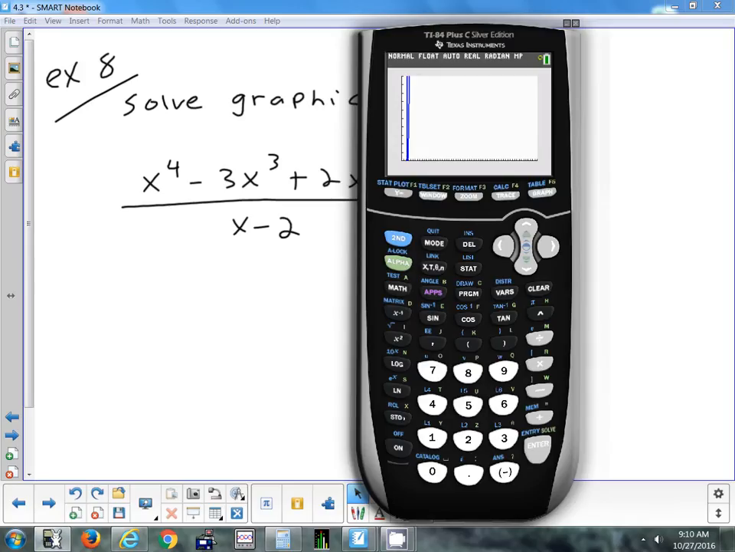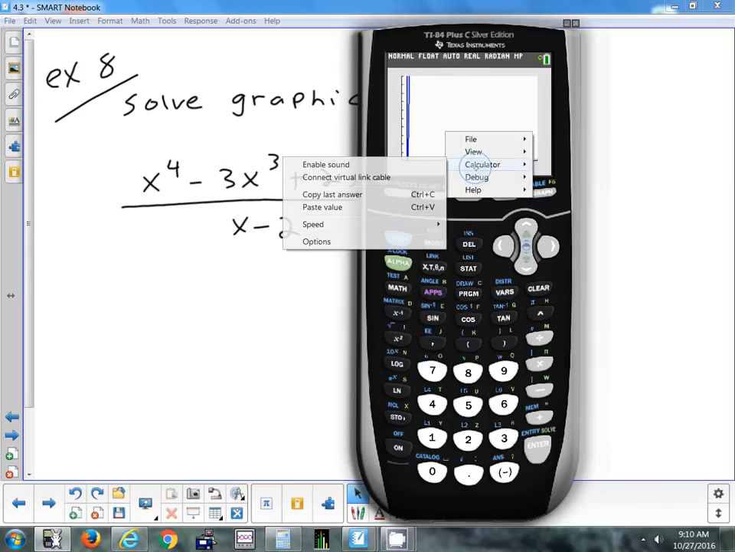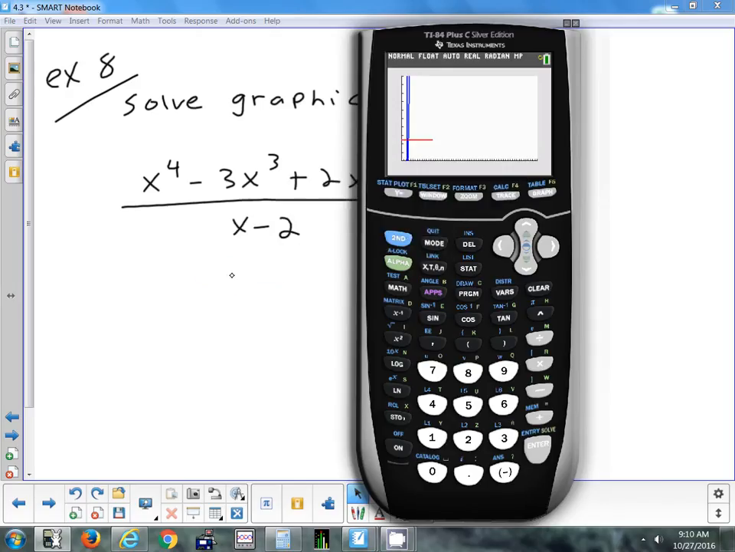All right. And it's still going. Oh, I think that's left over from another problem. All right. Well, I'm trying to look where this is above 0. Is that a good window? No. Let's do the standard window and start with that.